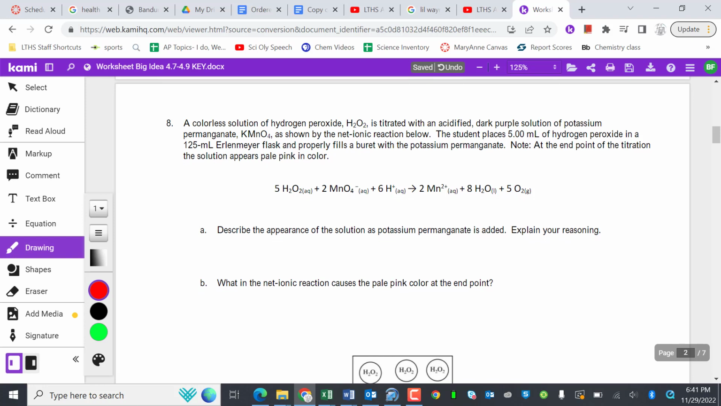A colorless solution of hydrogen peroxide is titrated with acidified dark purple solution of potassium permanganate, KMnO4, as shown by the net ionic reaction below. Okay, good. So this is my dark purple one. This turns into pale pink, so I don't need an indicator for this one.